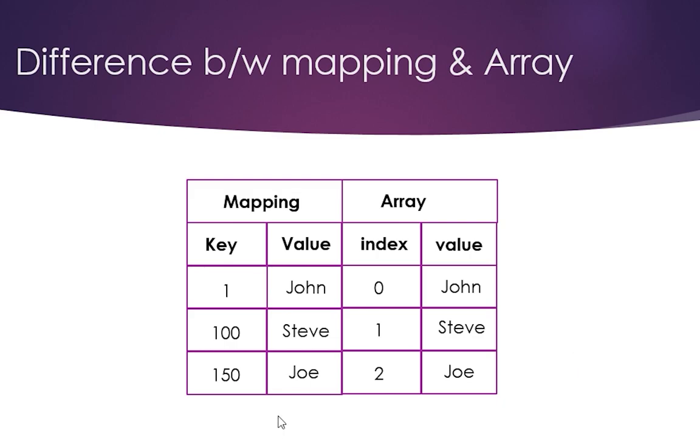But the mapping makes it easy for us. If we want to set a value on 100, we can easily set the key of 100 and then Steve. Just like this, we can set it in the mapping. That was the difference between the mapping and the array. I hope I have cleared your confusions about mapping and array.